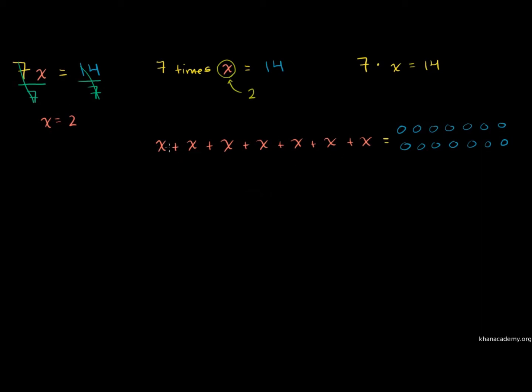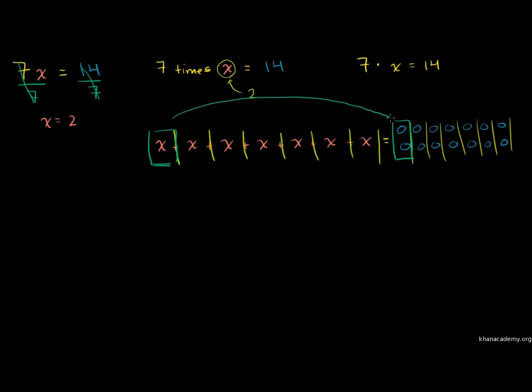groups. So there are 7 x's here. So that's 1, 2, 3, 4, 5, 6, 7 groups. Now if I divide that into 7 groups, I'll also want to divide the right-hand side into 7 groups. 1, 2, 3, 4, 5, 6, 7. So if this whole thing is equal to this whole thing, then each of these little chunks that we broke them into, these 7 chunks, are going to be equivalent. So this chunk is equal to that chunk. This chunk is equal to this chunk.